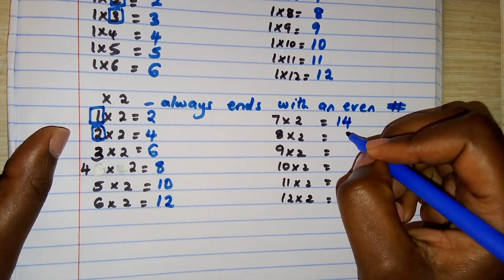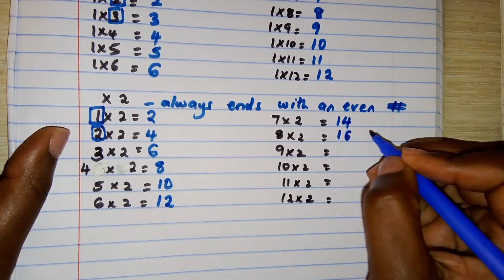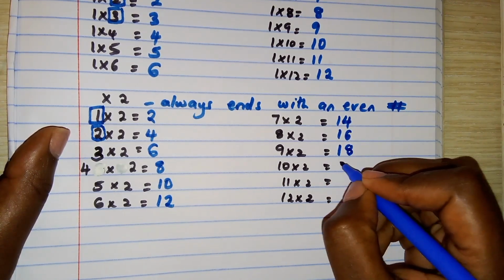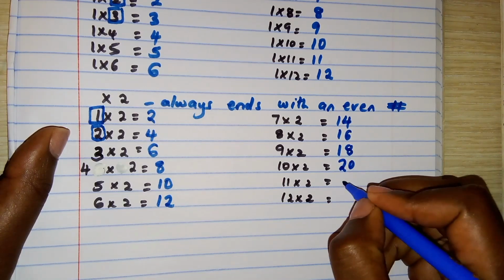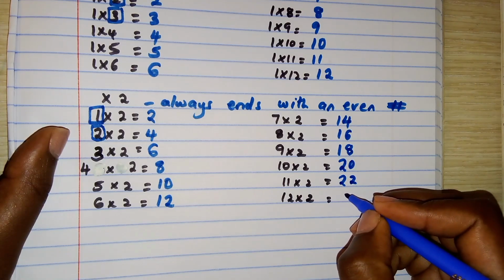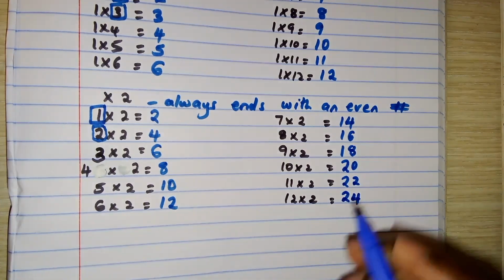So from 14 you skip 15, you go to 16. Skip 17, you go to 18. Skip 19, you go to 20. Skip 21, you go to 22. And last but not least, skip 23, you go to 24.